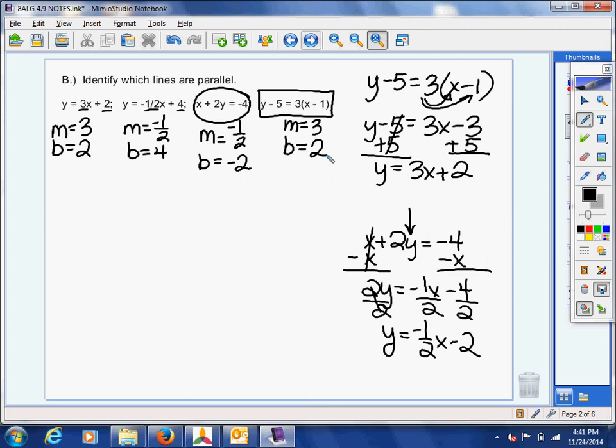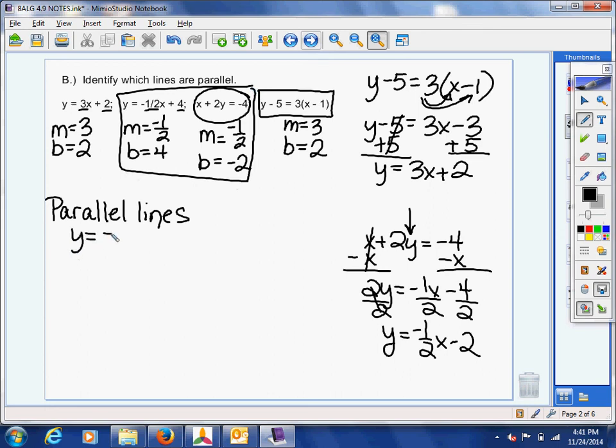Now as I stand back and I'm assessing my parallel lines, I am looking for same slope, different y-intercepts. And guess what? These 2 meet the criteria. So my parallel lines are going to be y equals -1/2 x plus 4 and the standard form x plus 2y equals -4. Those are definitely parallel.